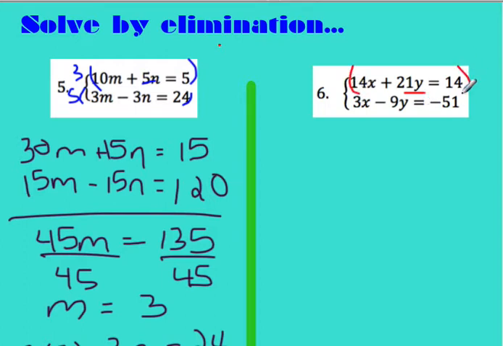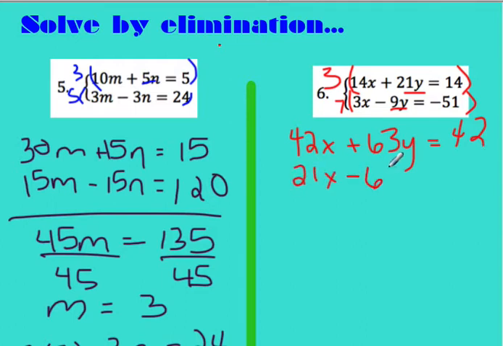So what can I multiply 21 by to get 63? Well, I multiply it by 3, so I'm going to multiply the top equation by 3. And what do I multiply negative 9 by to get to 63? Well, I multiply it by 7. So I multiplied the top one by 3, and I got 42x plus 63y is equal to 42. And then when I multiplied the bottom one by 7, I ended up getting 21x minus 63y is equal to 51 times 7, which is a negative 357.